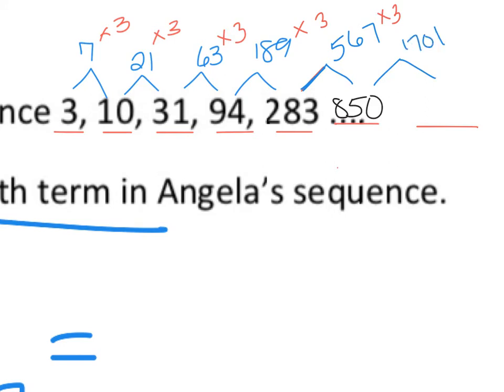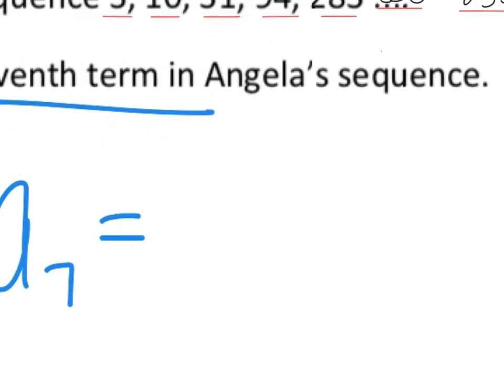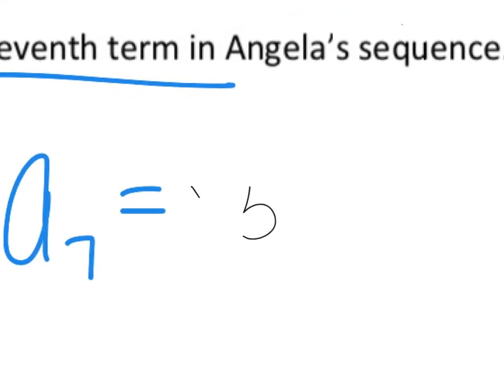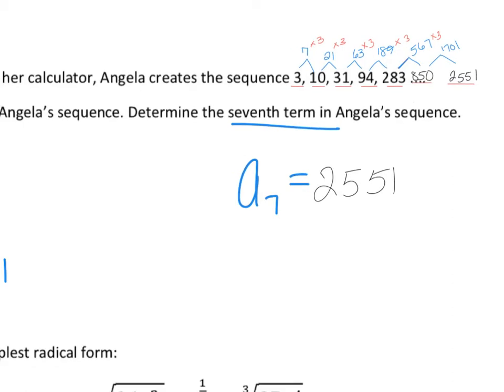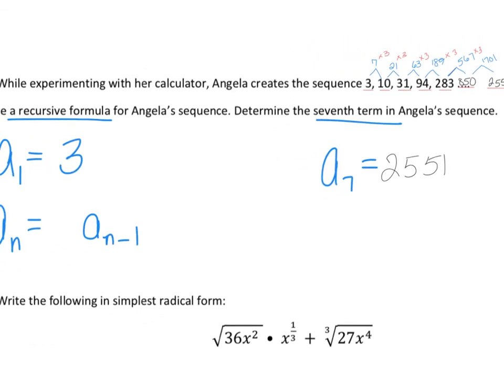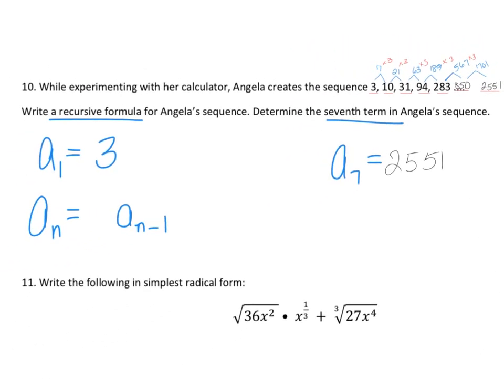And I added that to 850 and got 2551. So I was able to at least figure out that A7 was 2551. But I still have to figure out the actual formula of this. So what I did was I kind of messed with the numbers. I knew that times 3 was involved, so I did 3 times the previous term. And 3 times 3 is 9, and then to get to 10 I added 1.